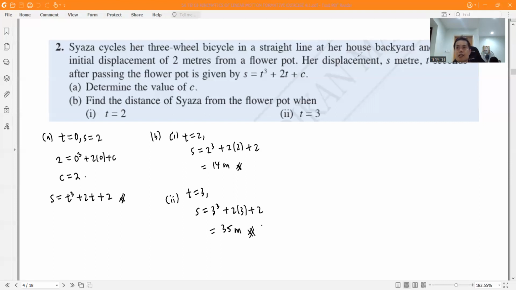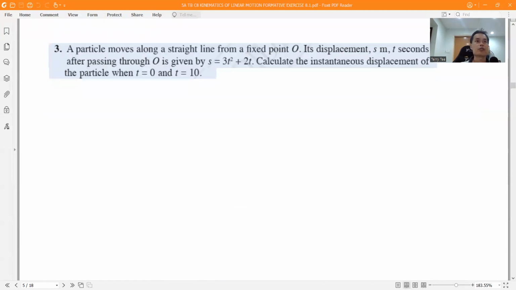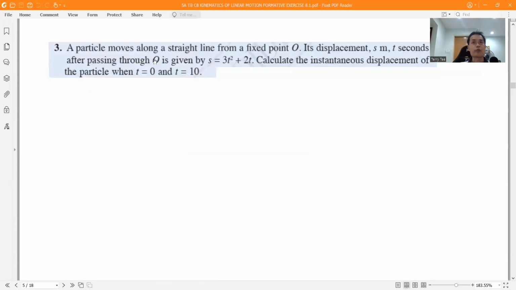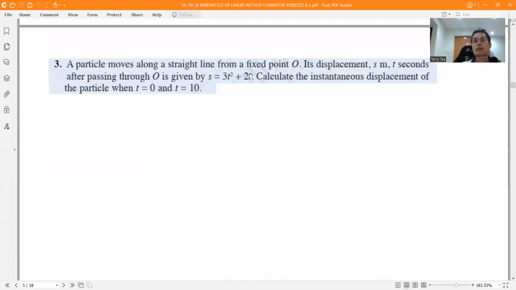Okay, let's move on to question number 3. A particle moves along a straight line from a fixed point O. Displacement is given by this function. Calculate the instantaneous displacement when t is 0 and t is 10. Very simple. Instantaneous displacement means displacement at that point in time. That means sub t with 0. The whole thing will be 0. 3 times 0 plus 2 times 0 is still 0. So there you go, answer is 0.